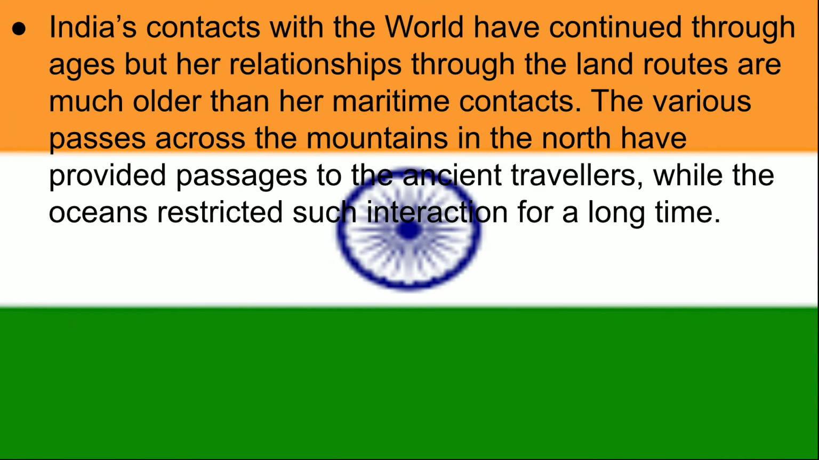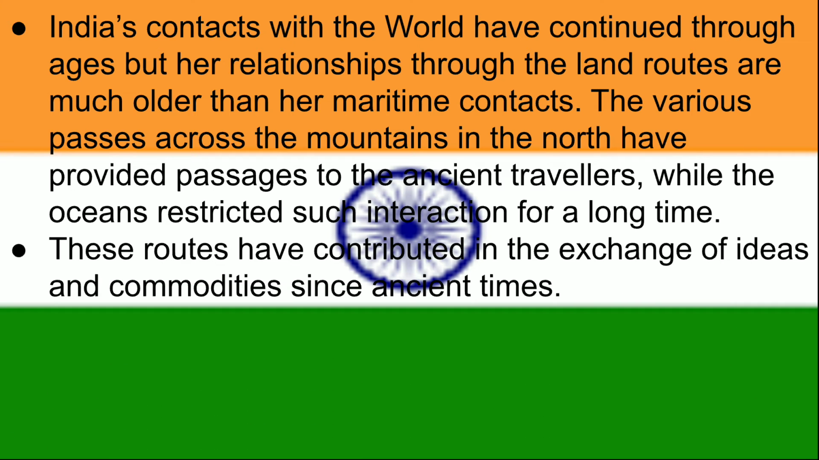India's contacts with the world have continued through ages, but her relationships through the land routes are much older than her maritime contacts. The various passes across the mountains in the north have provided passages to the ancient travelers, while the oceans restricted such interaction for a long time. These routes have contributed to the exchange of ideas and commodities since ancient times.